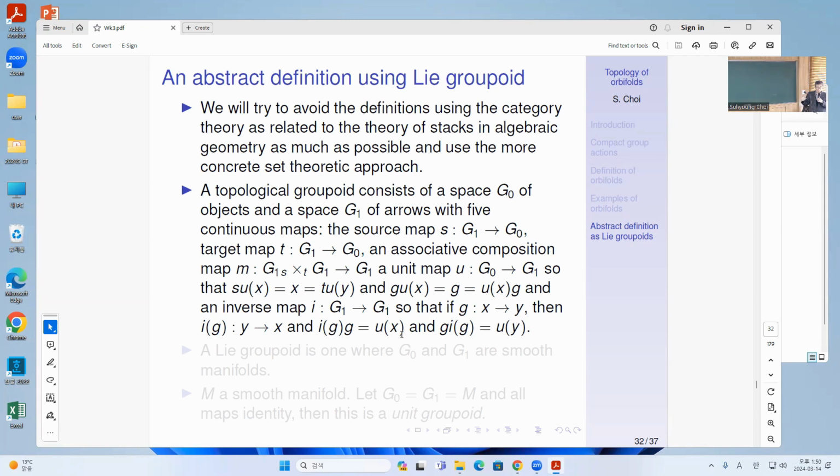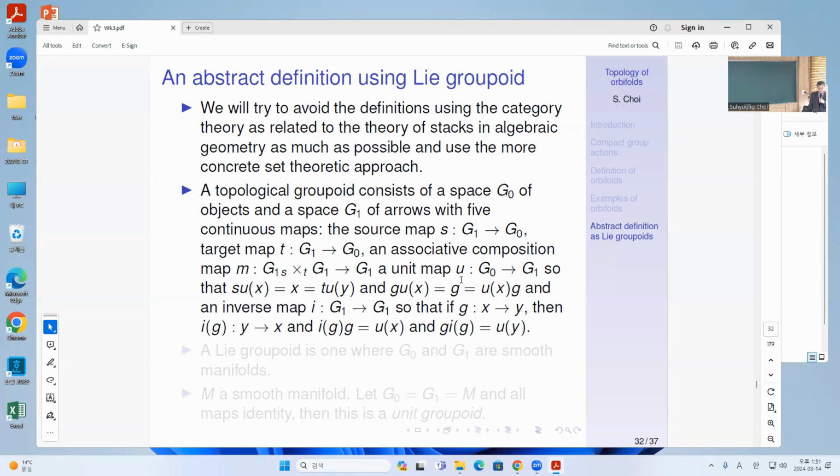So a topological groupoid has to have this I map as well, the inverse map, and then G I(G) is U(Y). G has source X and terminal point Y. So when you go from X to Y along G and then I(G), you have to go back to X, so it has to be the unit one. And here, if you go from Y by I(G), and then you go back to Y by G, you have to get U(Y). Okay, so there are these five continuous maps.